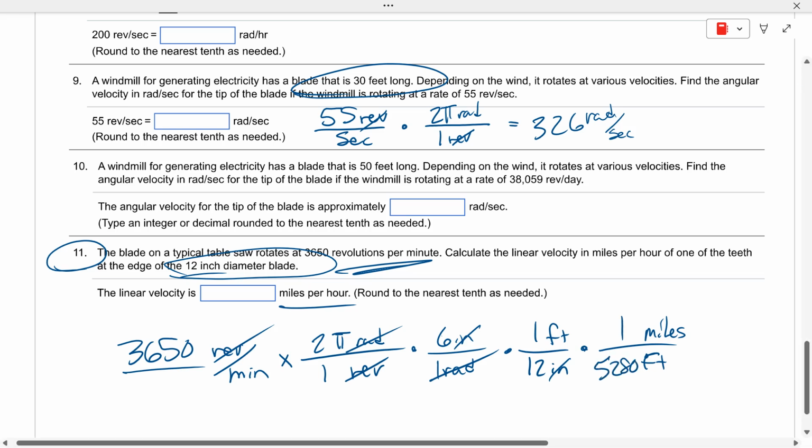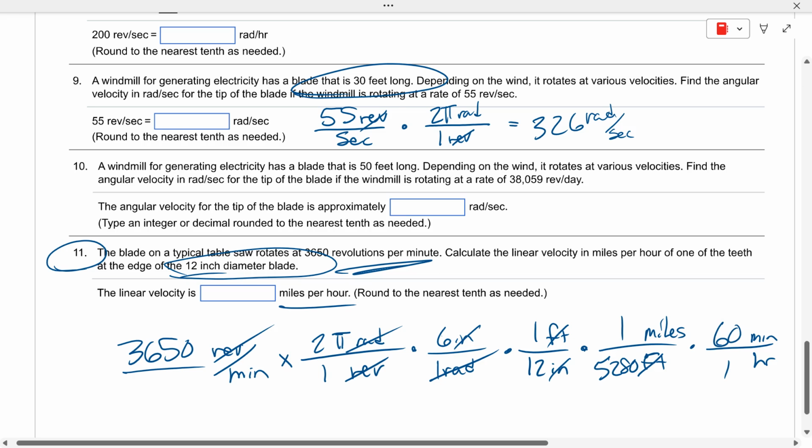5,280. You will have to memorize that. If you do not know that yet, you will have to sink that into your brain. There is 5,280 feet in a mile. Write that down somewhere if you do not know that yet. 5,280 feet in a mile. Now I have miles per minute. I need miles per hour. So I need hours on the bottom. So that means minutes on the top. I know minutes in an hour. 60 minutes in 1 hour.